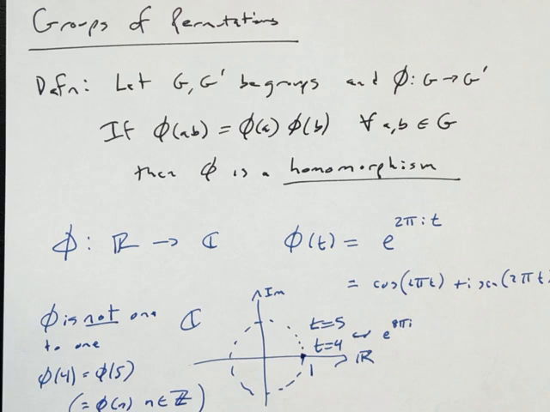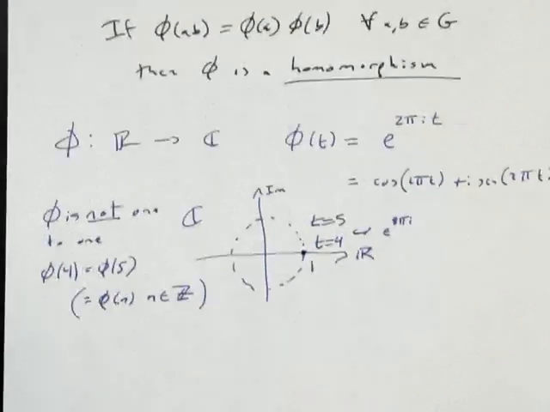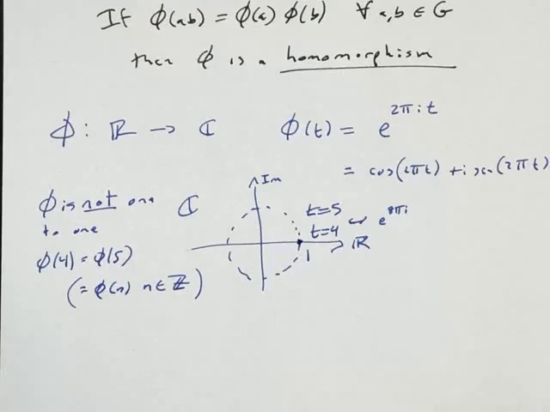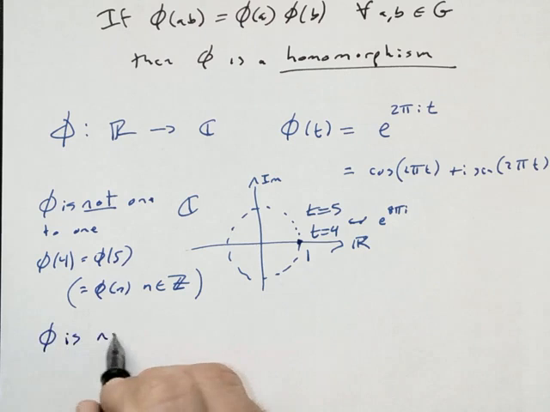If you picked any integer, 0, you'd get cosine 0 plus i sine 0. That's 1, 0. You pick -3, you get cosine of -6 pi, 1. And sine of -6 pi, that's 0. Same point. It's guaranteed not to be onto. Why?